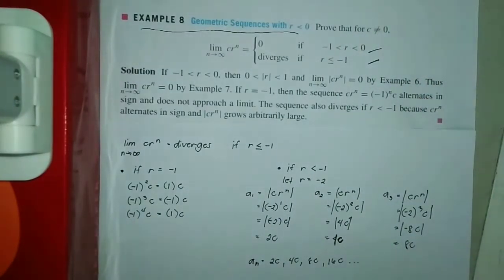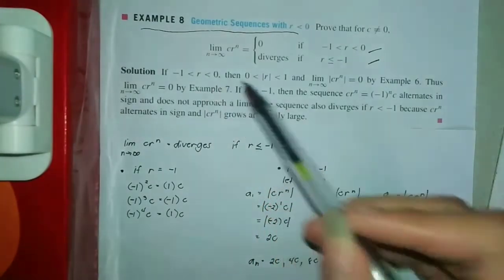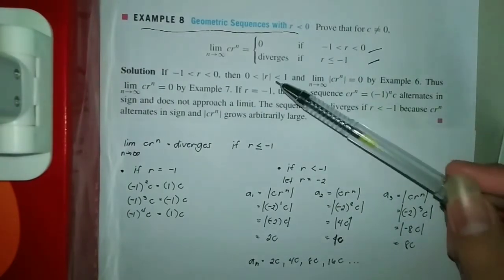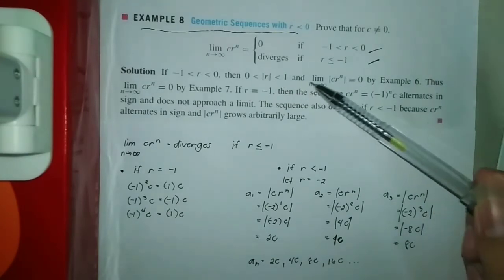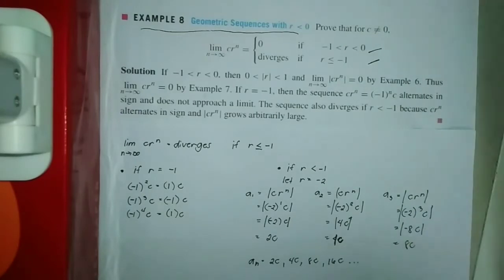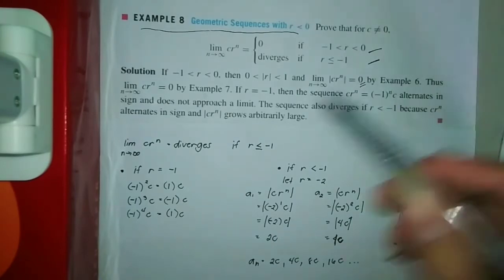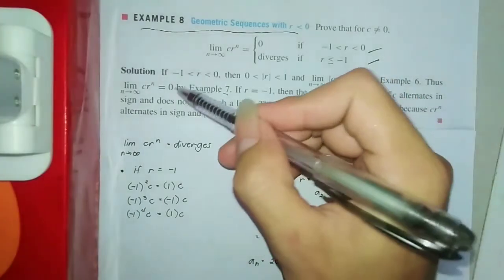Solution: for the limit of c r raised to n as n approaches infinity to equal 0 if r is greater than -1 but less than 0, then, as shown in example 6, the absolute value of r is greater than 0 but less than 1, and the limit of the absolute value of c r raised to n as n approaches infinity is equal to 0. And by example number 7, which states that the limit of c r raised to n as n approaches infinity is equal to 0.